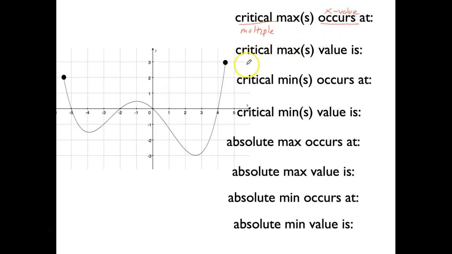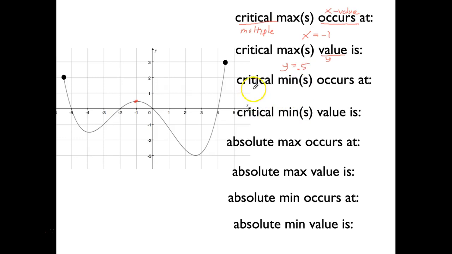Okay, so let's see here. Where do maximums occur? So this would be a critical max. It switched from increasing to decreasing. That is my only critical max, so at x equals negative 1. Okay, critical max value. Remember, value is the y. So what is the y value where that occurred? Looks like it's about 0.5 maybe.